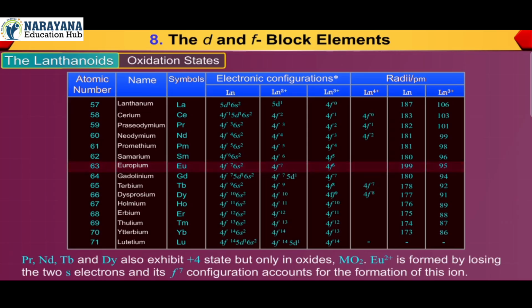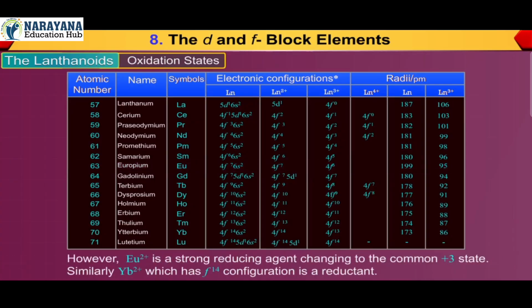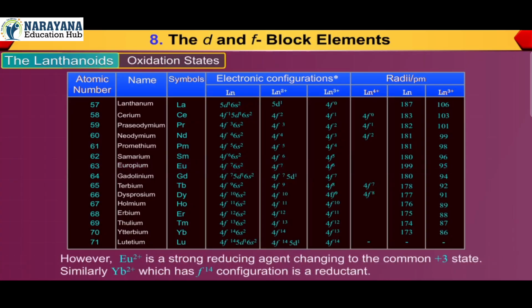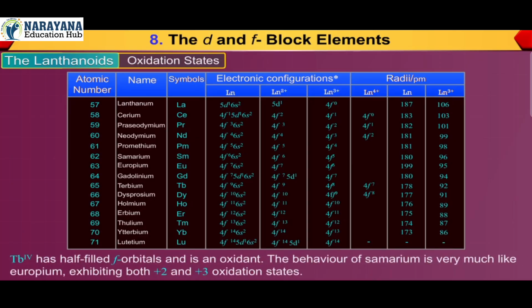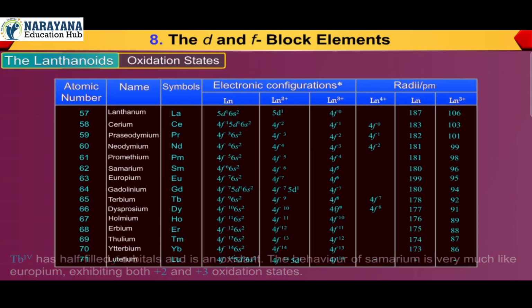Eu2+ is formed by losing the 6s electrons, and its f7 configuration accounts for the formation of this ion. However, Eu2+ is a strong reducing agent, changing to the common +3 state. Similarly, Yb2+, which has f14 configuration, is a reductant. Tb4+ has half-filled f orbitals and is an oxidant. The behavior of samarium is very much like europium, exhibiting both +2 and +3 oxidation states.